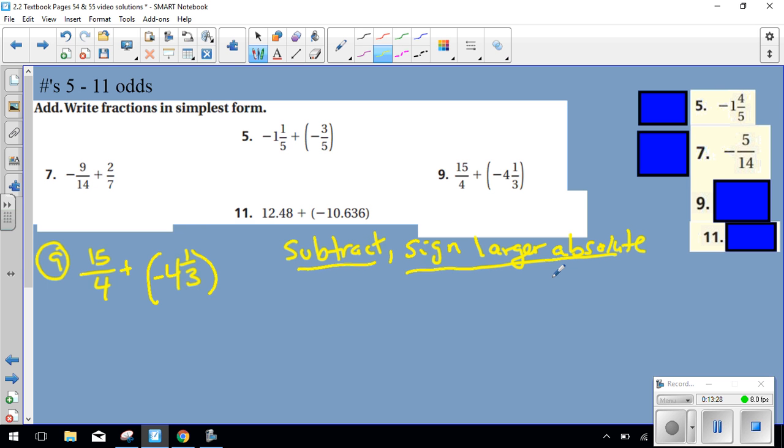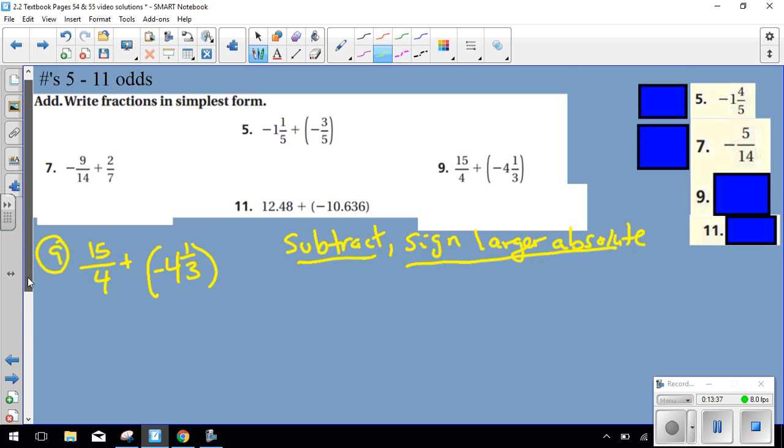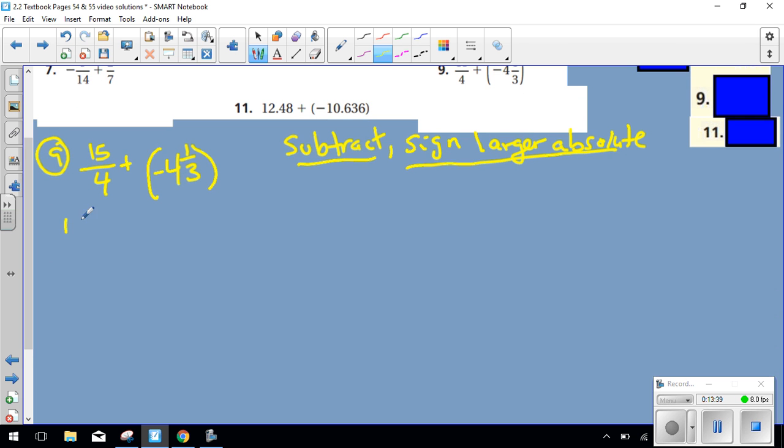These are the 2 things I need to do, 1 and 2. So now that I know what I need to do with these numbers, I'm just going to make sure I can work with them. So I have 1 improper and 1 mixed. So let's make them both improper. So we have 15/4 plus 3 times 4 is 12 plus 1. We have -13/3.